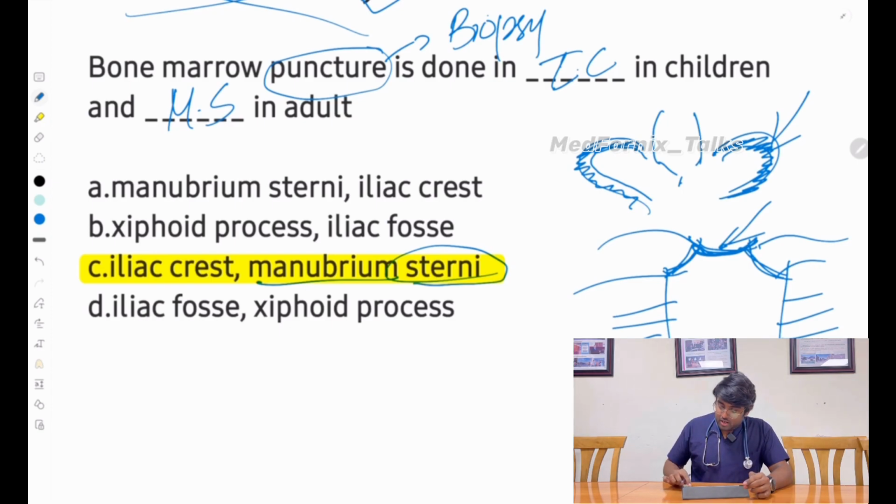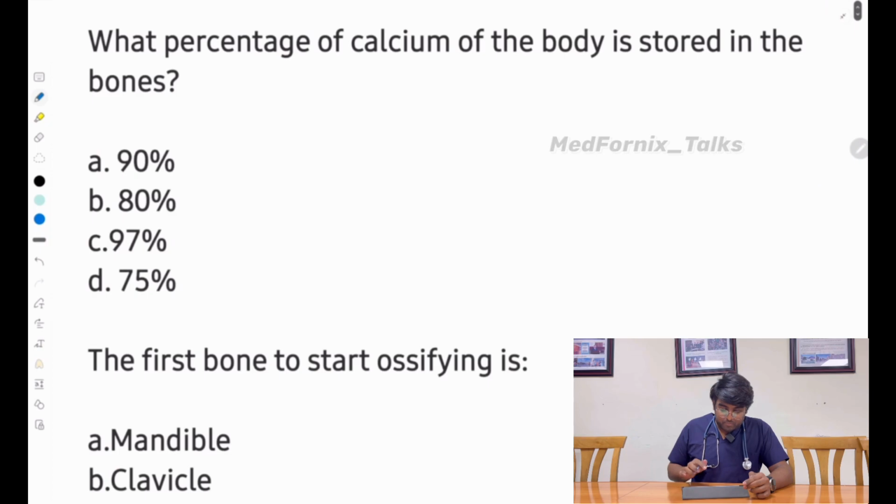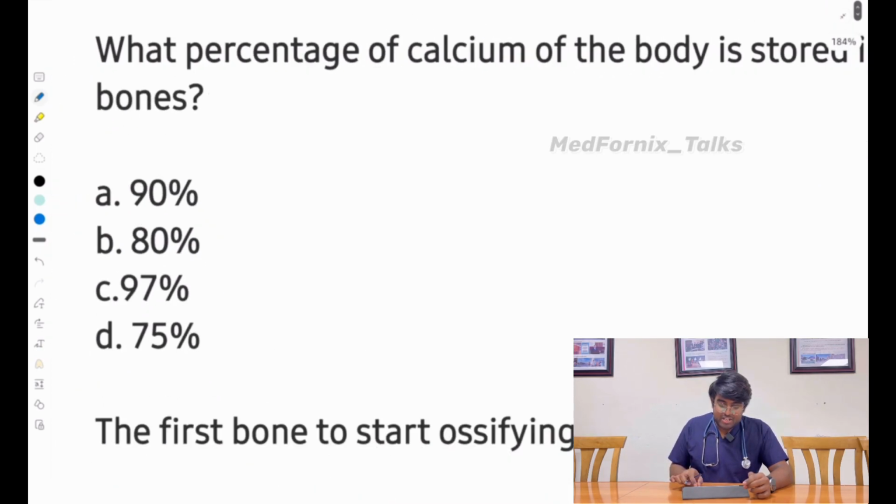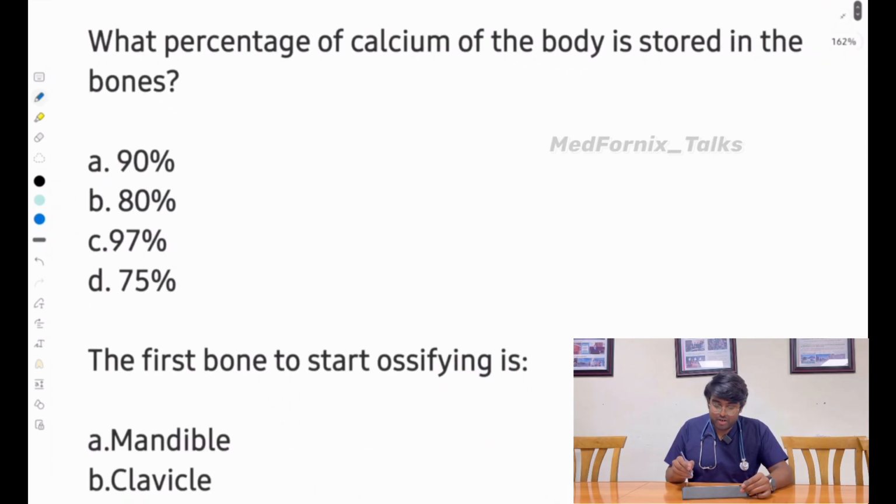Okay, then we are moving on to the next questions. Next question is, what percentage of calcium of the bone is stored in the bones? I have already told you about that, 97%, and I have told you to always remember not only calcium, phosphorus also. 97% of our bone is formed by calcium and phosphorus.